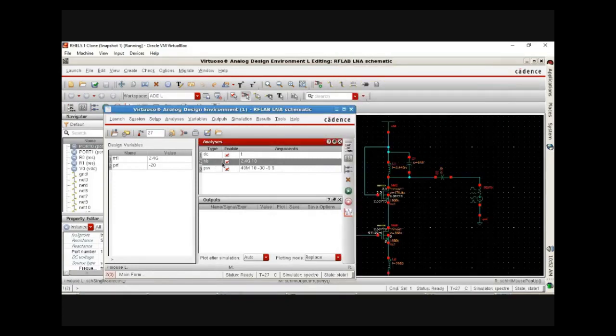But for a harmonic balance analysis to run, you should enable another analysis called PSS. But again, don't worry about these analyses. You will learn more when you start doing these kinds of examples.